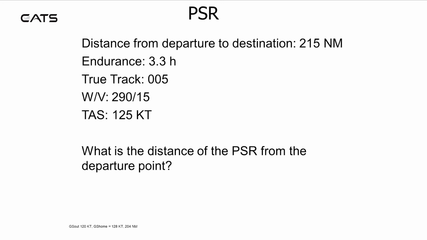We're using a CRP5. The ground speed out is approximately 120 knots and the ground speed home is approximately 128 knots. Substituting into the formula EOH over O plus H, the PSR is 204 nautical miles.